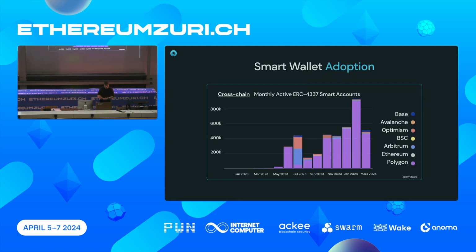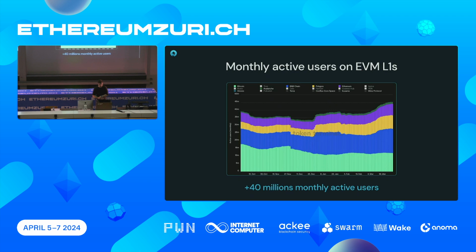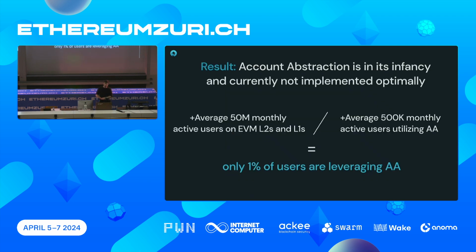And before jumping in, I wanted to look a bit at the adoption rates of account abstraction since it came out. As you can see, we're seeing an average of 500,000 monthly active accounts. We can compare this to monthly active users on EVM L2s. We're seeing around 10 million active users on L2s, 40 million on EVM L1s. And this results in a pretty low adoption of account abstraction, with only 1% of users actually leveraging AA.